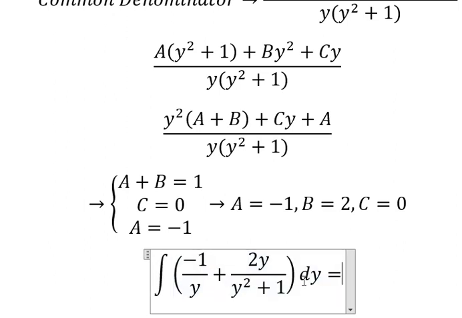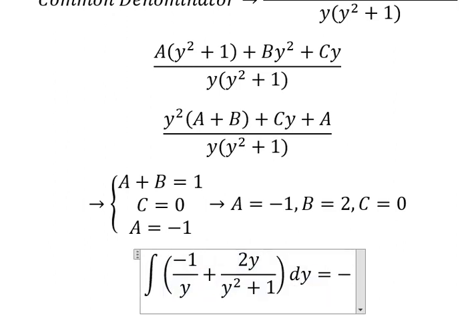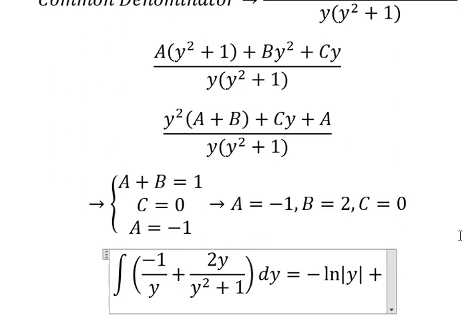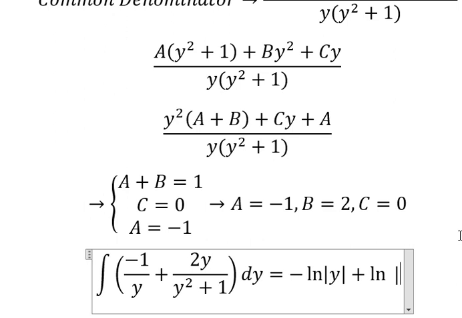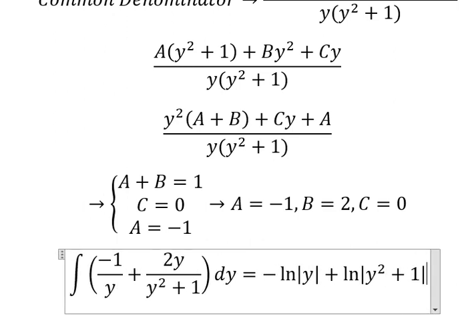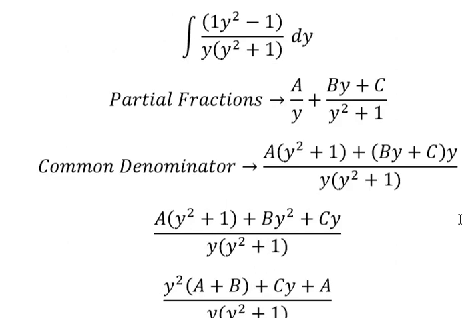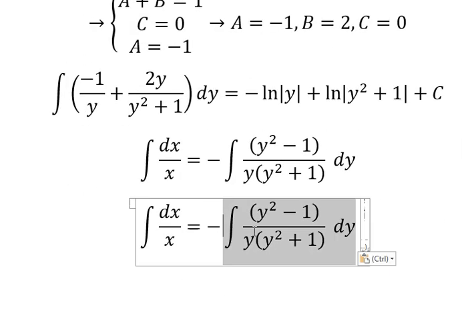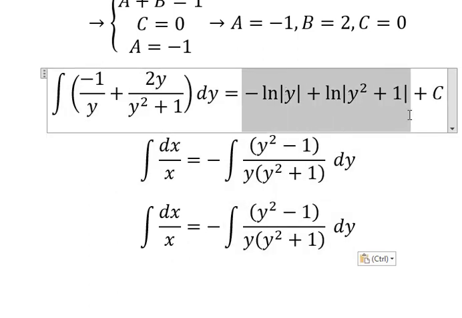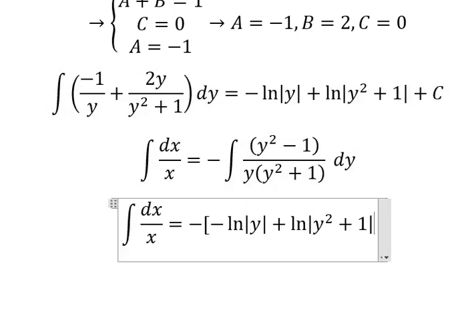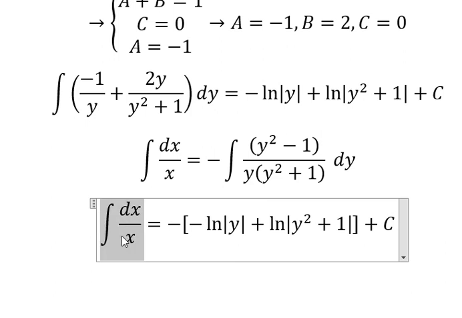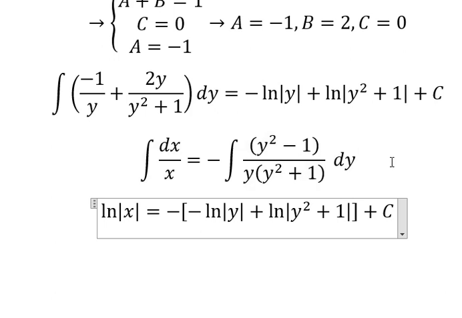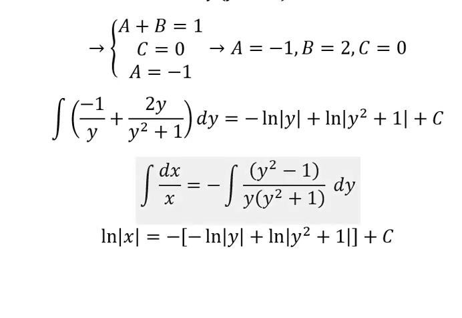So the integration of this one, we have negative Ln of the absolute value of y. The integration of this one, we have Ln of the absolute value of y squared plus 1, and I will put plus C. Now we need to go back in here. The integration of this one, we have Ln of the absolute value of x. This is the end. Thank you for watching.